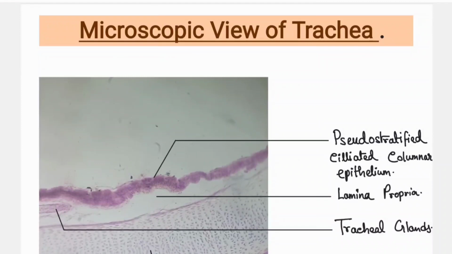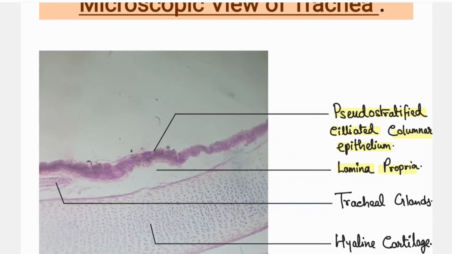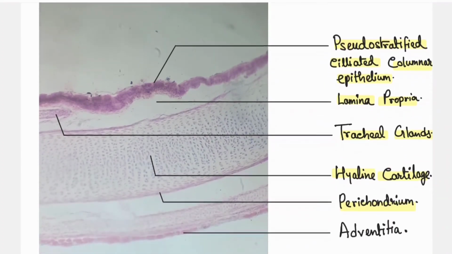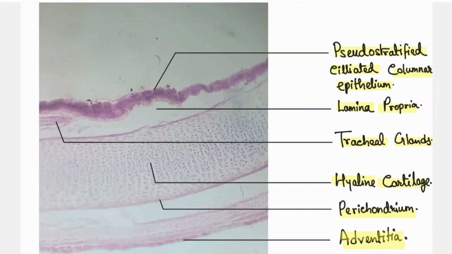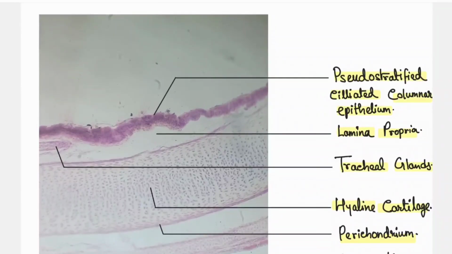We will move next towards the microscopic view of the trachea. First of all, we will see the lining epithelium, again pseudostratified ciliated columnar epithelium. Next we will see the lamina propria. After that, here we can see a small tracheal gland. After that, this mass structure is the hyaline cartilage, and primarily on the basis of the hyaline cartilage we can identify a slide as a trachea. After that, the outer covering, the perichondrium, and then the adventitial layer, which is the outermost layer. So this is the slide of the trachea.